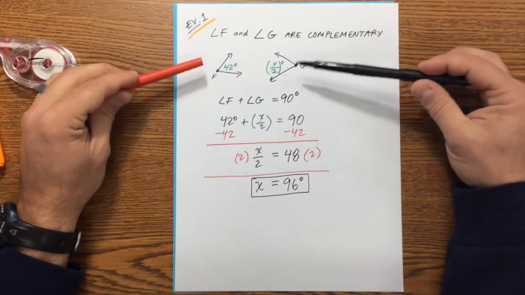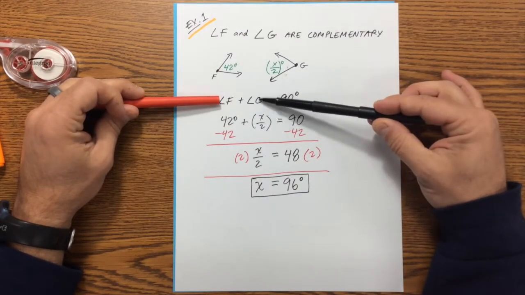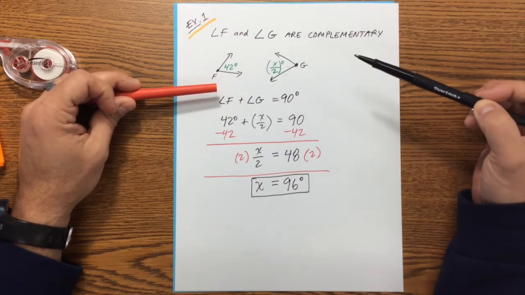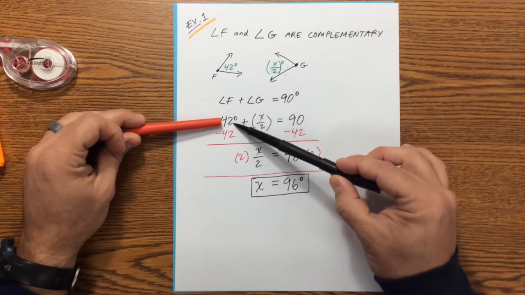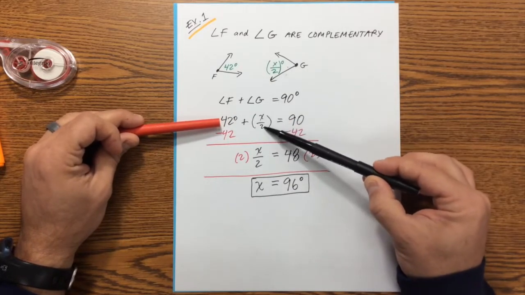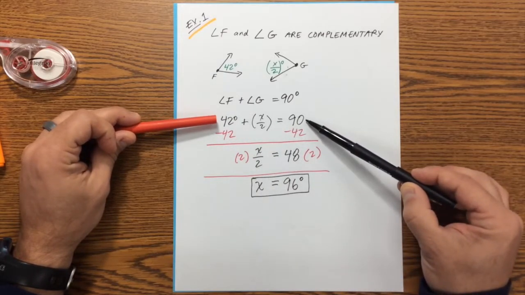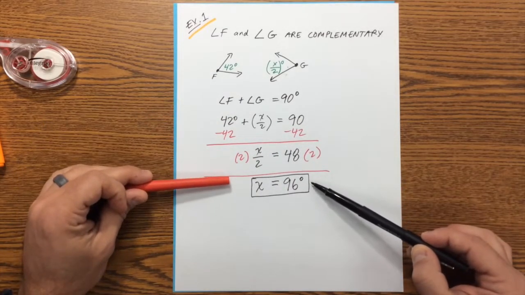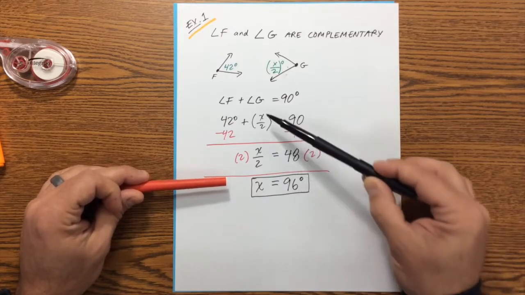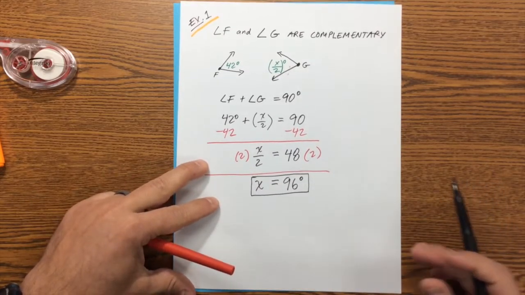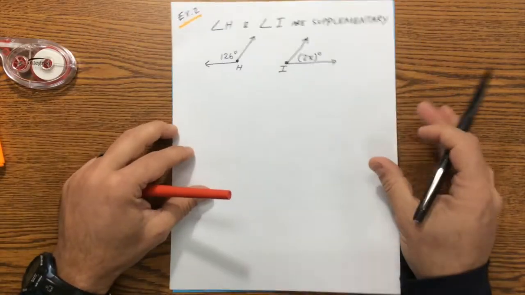Again, you just want to set it up. We know that these two angles are going to equal 90 degrees because they are complementary. That's what complementary means. So we know that the measure here is 42. We know that the measure here is x divided by 2. And the sum of both of those equals 90. Then you solve it like an algebraic equation. And just plug it back in to check that it makes sense. All right. I know that was a little quick. Let's look at example 2.